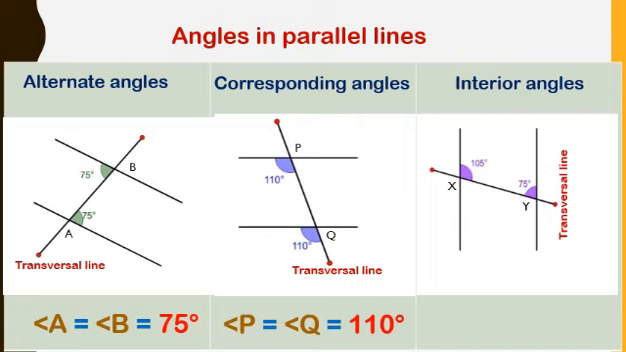You can see here interior angles are angle X and angle Y. Angle X equals 105 degrees and angle Y equals 75 degrees. So we can write angle X plus angle Y equals 105 plus 75 degrees, that is 180 degrees. Angle X plus angle Y equals 180 degrees.